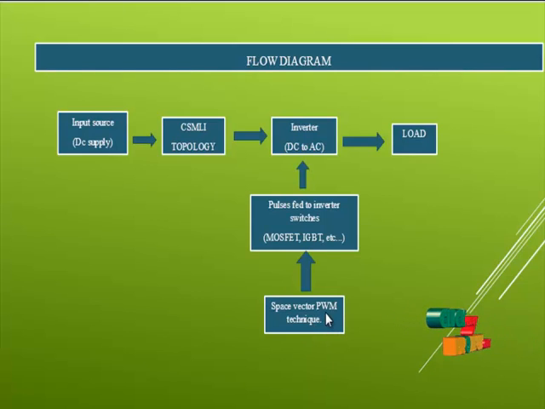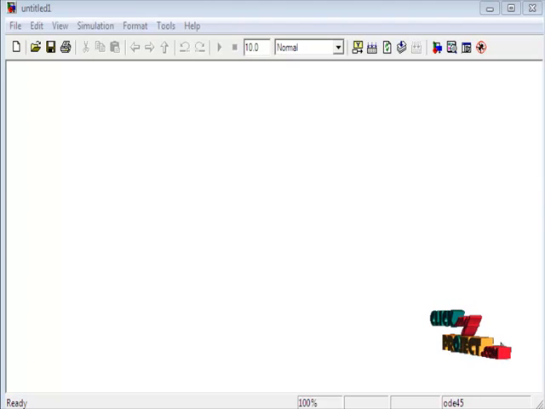Using the space vector PWM technique, the pulses are generated and fed to the inverter switches through the gate driver circuits, and space vector PWM is more efficient compared to other PWM techniques. After conversion of DC to AC, that AC supply is fed to the load. Here we are using an RLC load in our product. Next we see about the running process of our product.